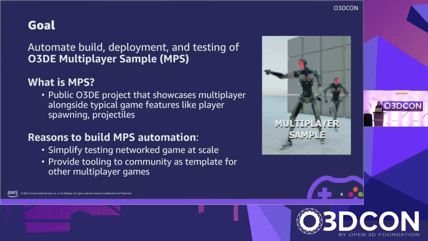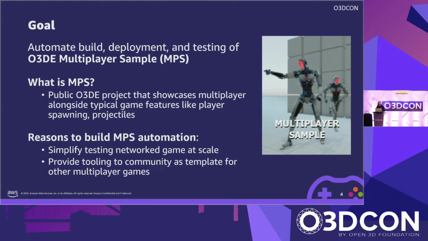Okay, so my team mostly works on AWS integrations for O3DE. And something we've been wanting to build for a while was an automated way of testing O3DE multiplayer sample. So if you're not familiar with multiplayer sample, it's O3DE's public sample game, which showcases multiplayer functionality. And it has real-world features like projectiles and player spawning and stuff like that.